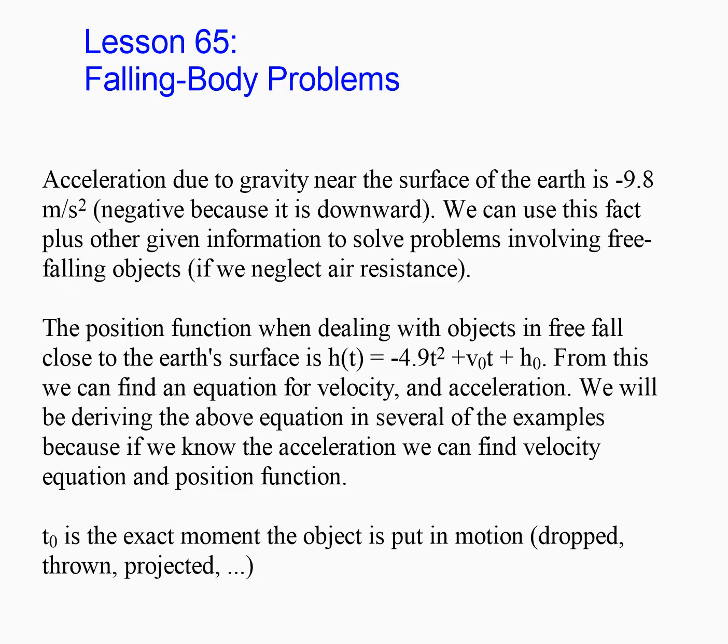In this lesson, called falling body problems, we talk about things that are dropped or thrown downward, so things that are accelerating due to gravity. For our purposes, acceleration due to gravity near the surface of the Earth is negative 9.8 meters per second squared. It's a negative number because it's downward. It's accelerating towards the Earth. We can use this fact plus other given information to solve problems involving free-falling bodies. We're neglecting air resistance here.